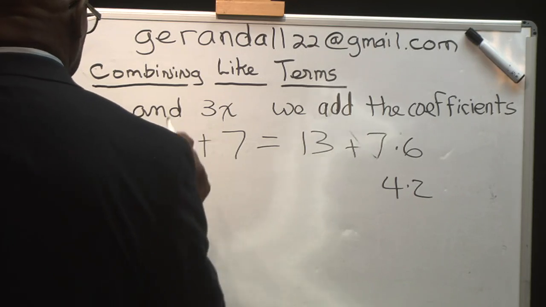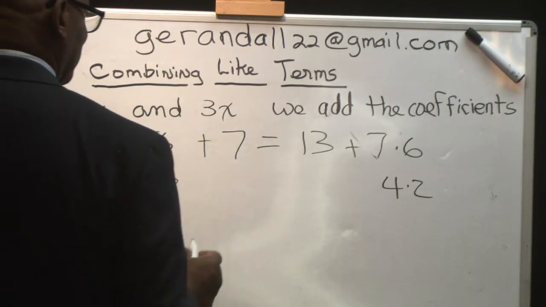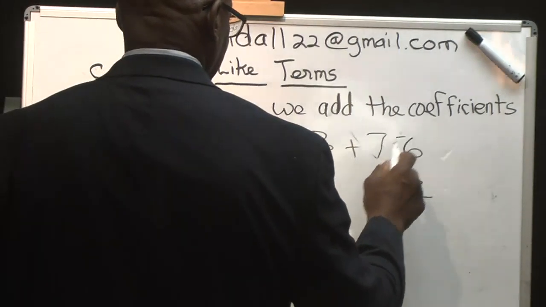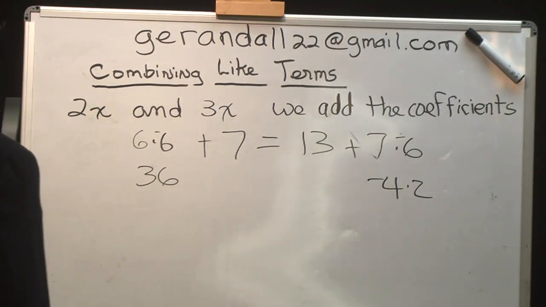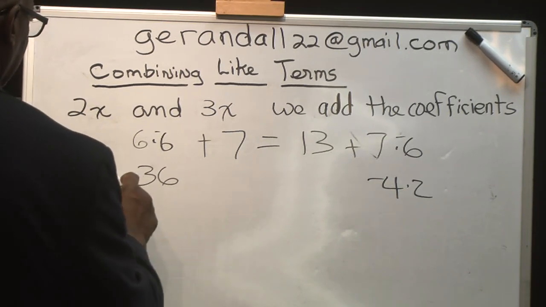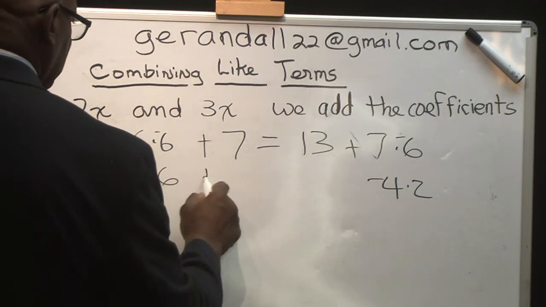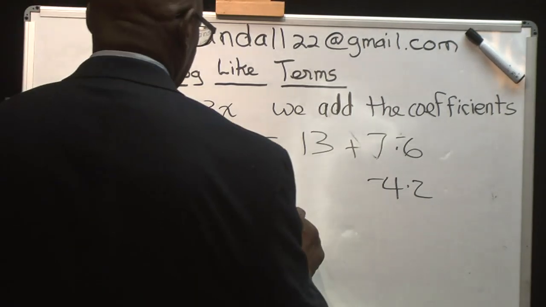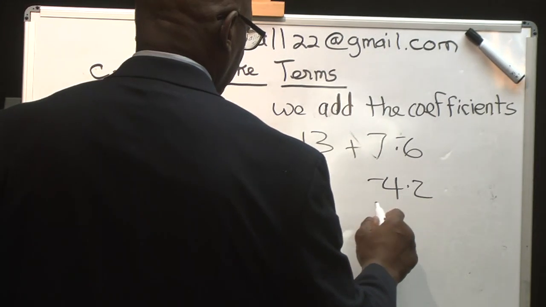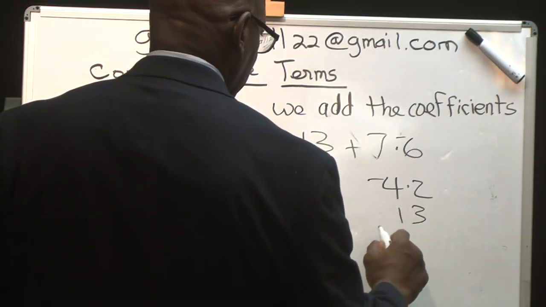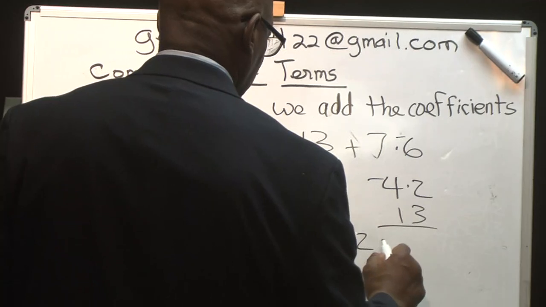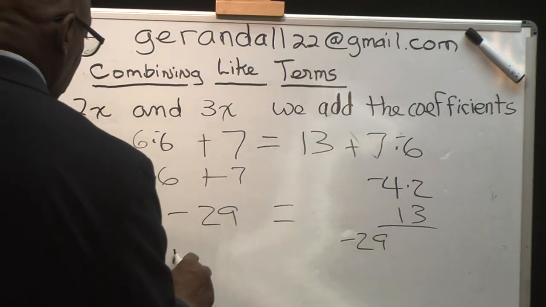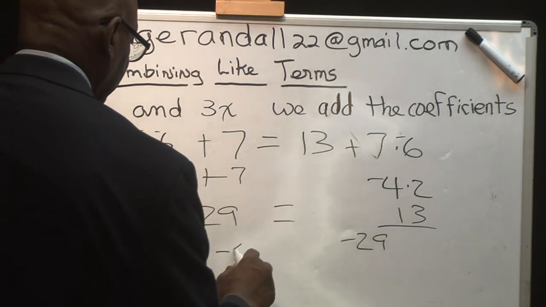And I'm sorry, r was a negative 6. Correct? Yes. Okay. So we have a negative 36 plus 7, that's negative 29. And on this side, we have negative 42 plus 13, and that's a negative 29. Again, r equals negative 6.